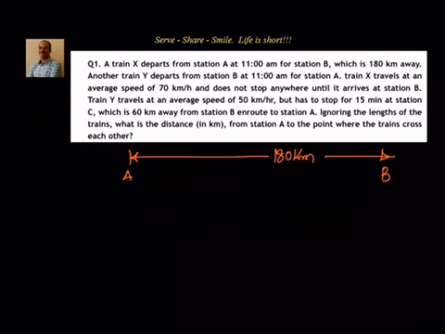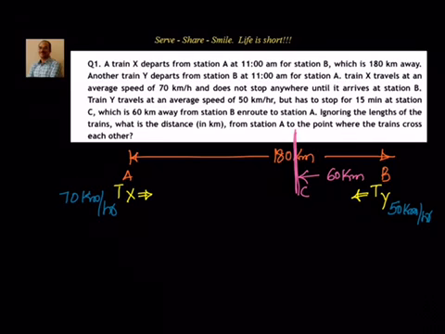Then we have two trains, one starting from A, and there is another train Y which is starting from B. We also know the speeds. Train X speed is 70 kilometers per hour and train Y speed is 50 kilometers per hour. Train X starts from A and goes to B without stopping anywhere. But train Y stops at a point C, which is at a distance of 60 kilometers from B.